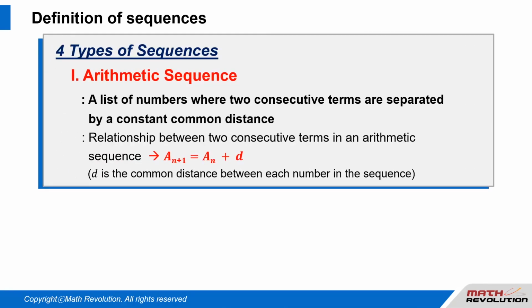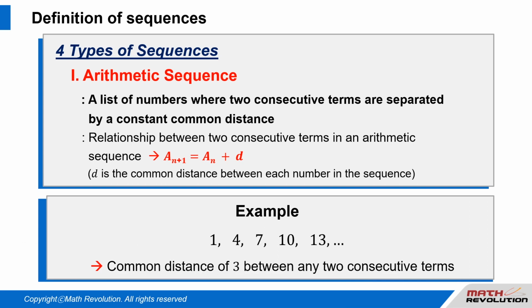Types of sequences. Generally, there are 4 types of sequences that appear on the GMAT. Arithmetic sequence. An arithmetic sequence is a list of numbers where 2 consecutive terms are separated by a constant common distance. The relationship between 2 consecutive terms in an arithmetic sequence is given by a of n plus 1 equals a of n plus d, where d stands for the common distance between each number in the sequence. For example, the sequence of 1, 4, 7, 10, 13 has a common distance of 3 between any 2 consecutive terms.